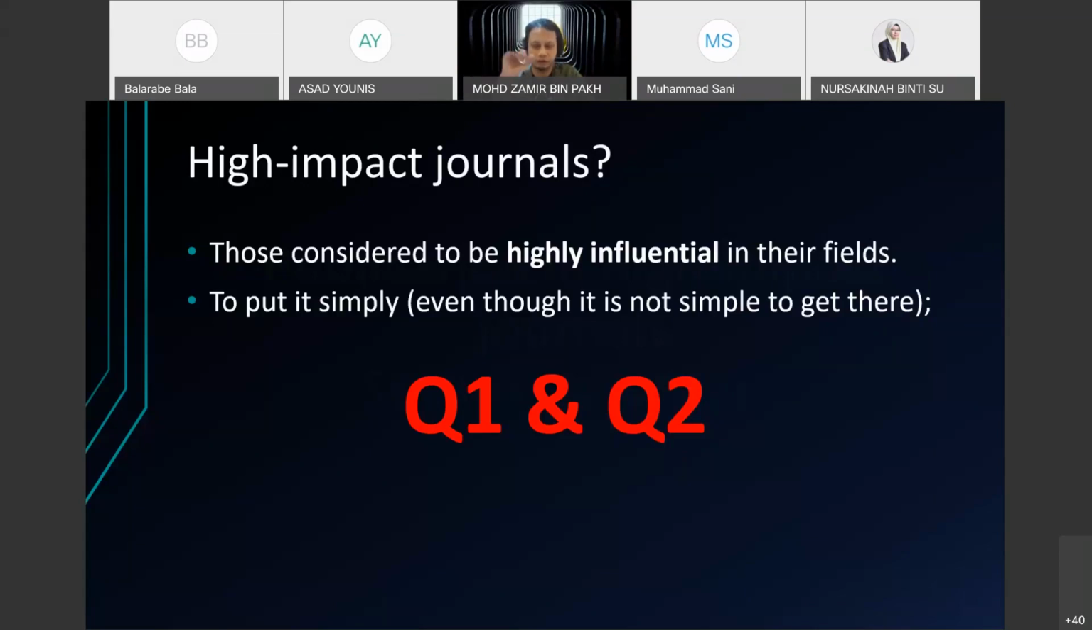So you need to ask your supervisors, okay? To put it simply, just to summarize, you can target Q1 and Q2 if you talk about high impact journals, even though it's not that simple to get there. But to put it simply, just tune your mind to Q1 and Q2 in general, okay?